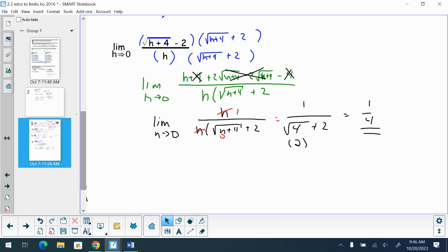Can h not equal 0? Hmm? Oh, wait. H equaling 0 would give us a discontinuity again, because we would put 0 at the bottom.